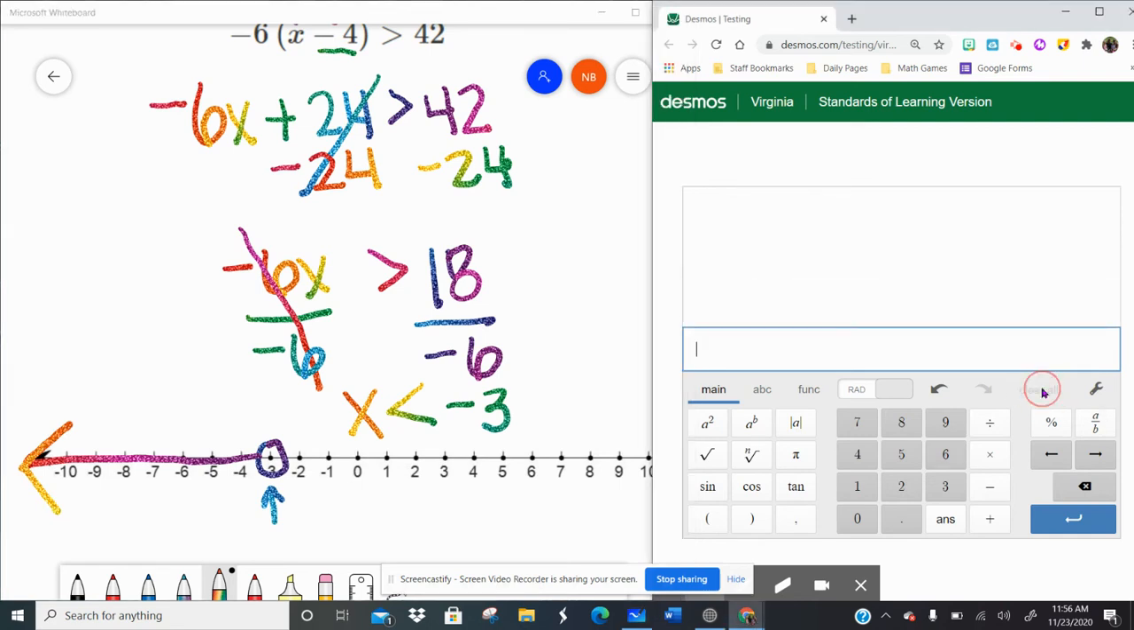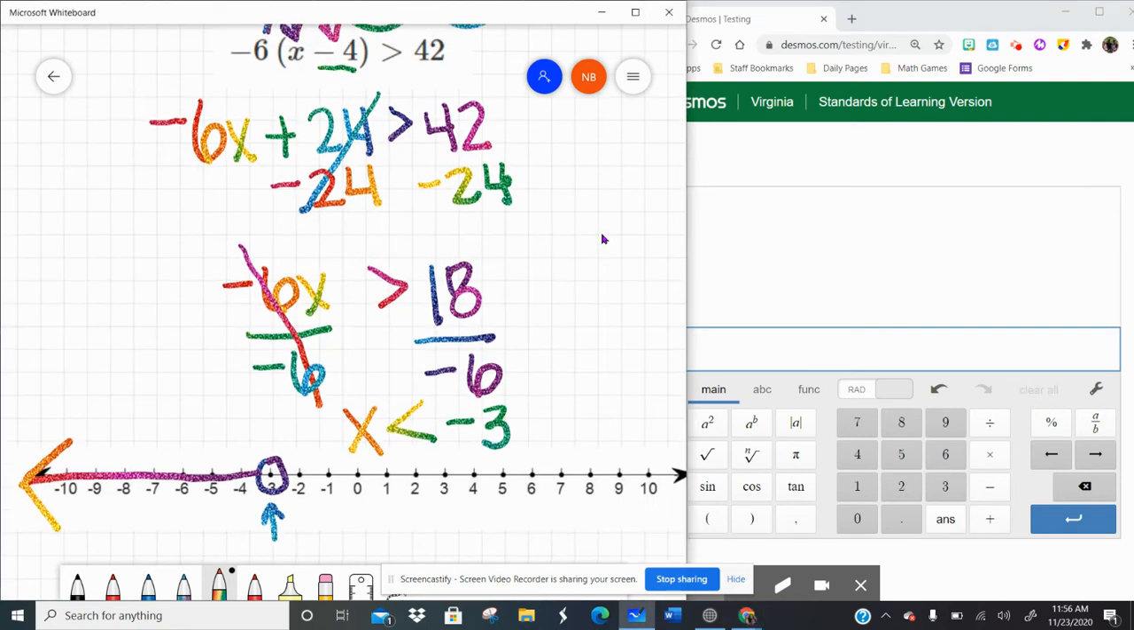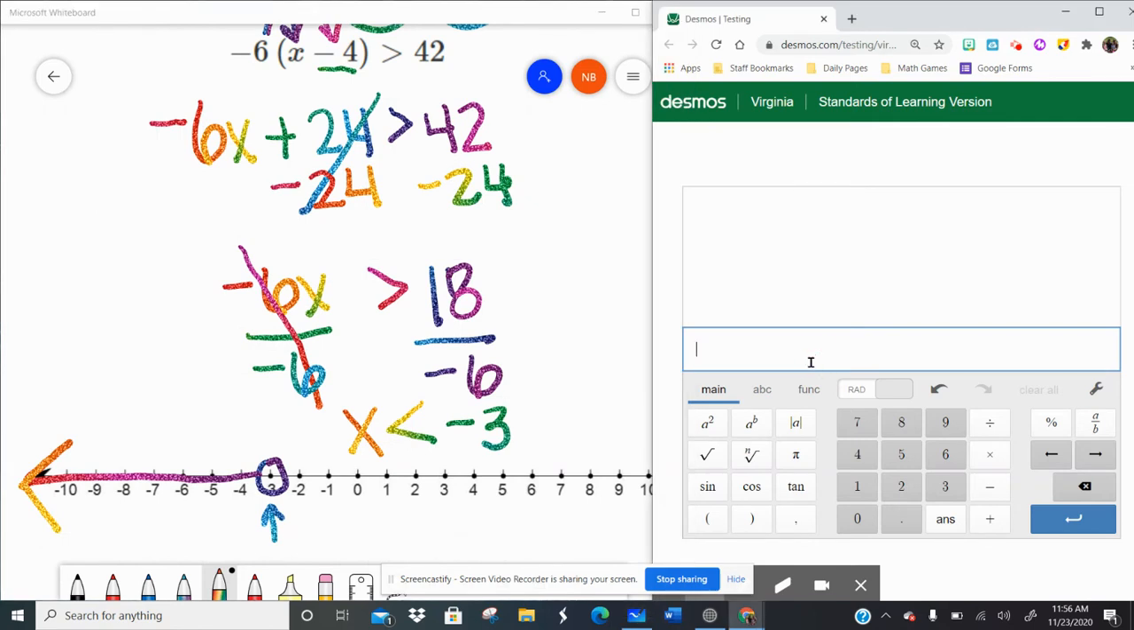Now with these multi-step equations, I might want to check my work in a calculator because some of them get kind of crazy. So when you're checking your work in the Desmos calculator, you're just going to type in one side of the inequality. And I'm going to pick a number in my solution set for x just to see if I graphed in the right direction. Because remember that my answer has to be greater than 42, right? Because that's my original problem.